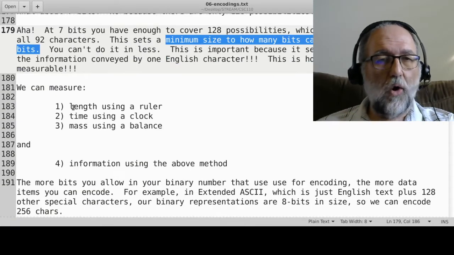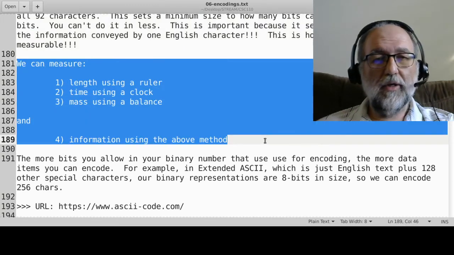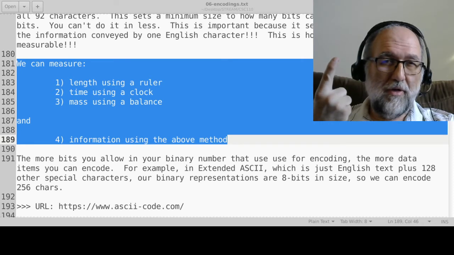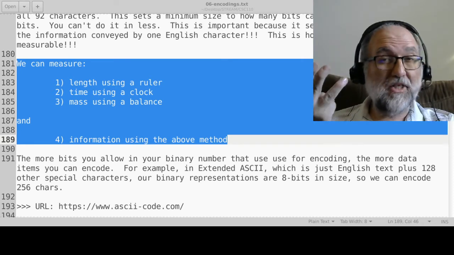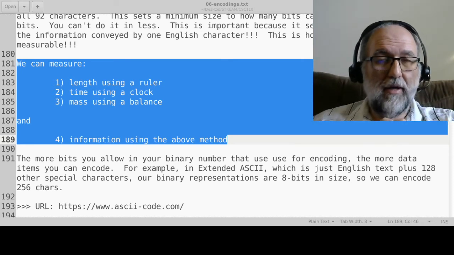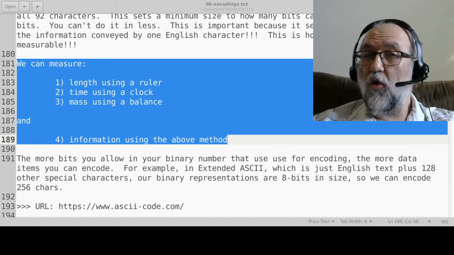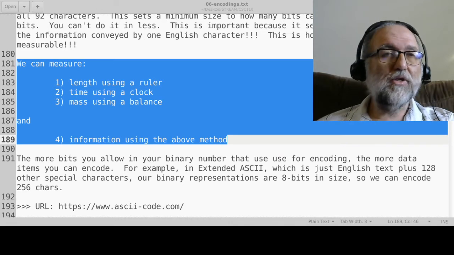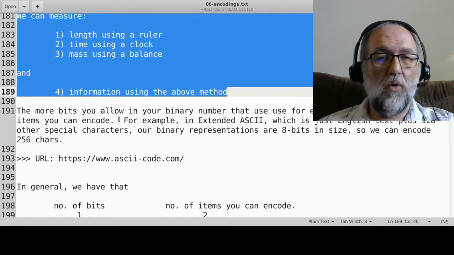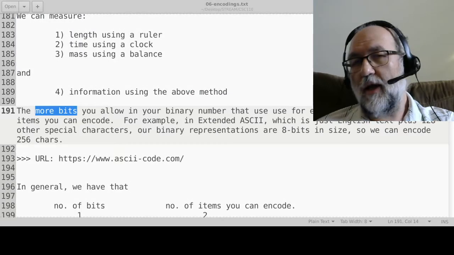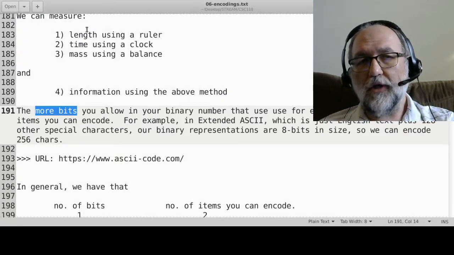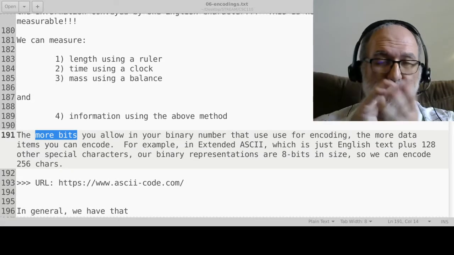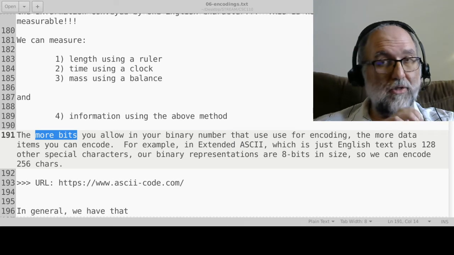Okay. Now, I already mentioned this. So what can we measure in the universe? What are the fundamental measurements? Length with a ruler, time with a clock, mass using a balance, like a scale. You might have done this in chemistry classes. And the fourth one, now that we get out of computer science, is information. So the more bits that are required to encode something, the more information is in each data item. And so there's your measure.